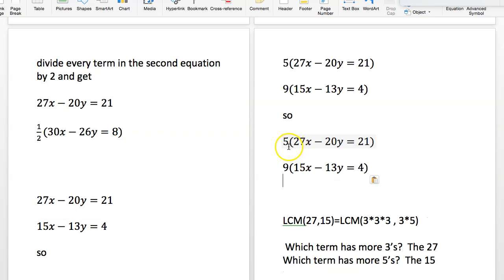Let's see. If you do 5, who do you get? You get 135x. That's 100y, and that's who we get, 105. And if we use 9, well, of course, it's 135. That's what we said. And then 9 times 13, that's a little steep. The 27, and then that's 117.